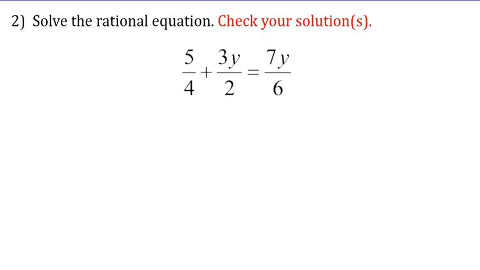So here we've got our rational equation. Again, first thing, check out the denominators, and let's find a common denominator. So we've got 4, 2, and 6. What would be our common denominator? Well, we know the elements for each of these, and there are some common factors, but not all.